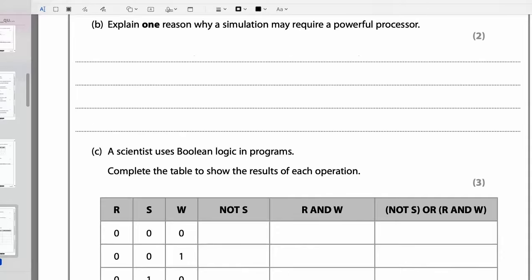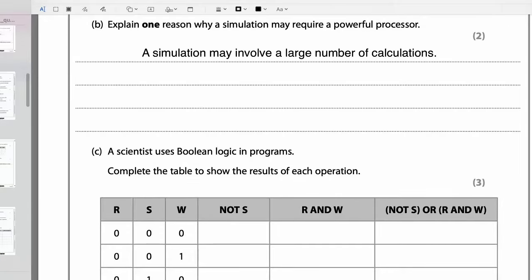B. Explain 1 reason why a simulation might require a powerful processor. So my first answer is that a simulation may involve a large number of calculations. That would be 1 mark. And a simulation may output complex graphics. So for both of those, we need powerful processors.